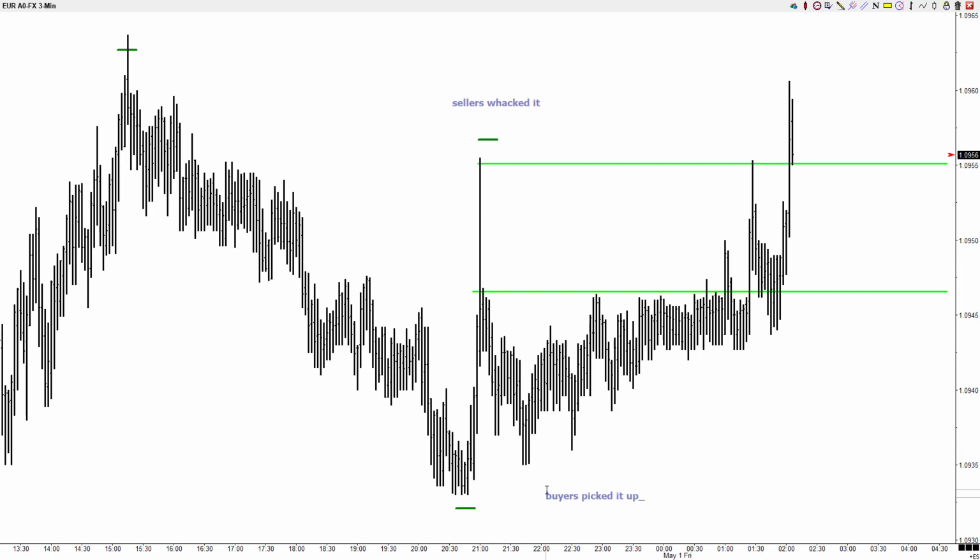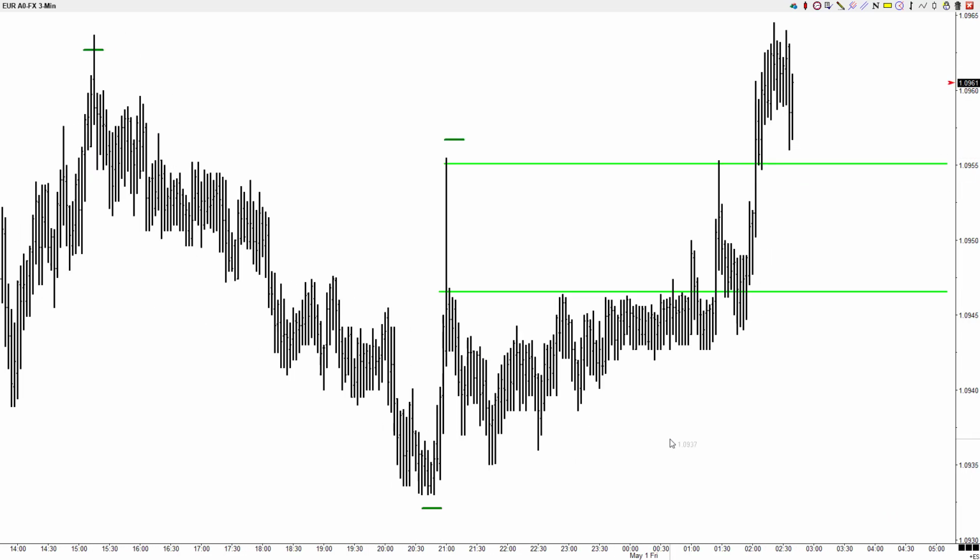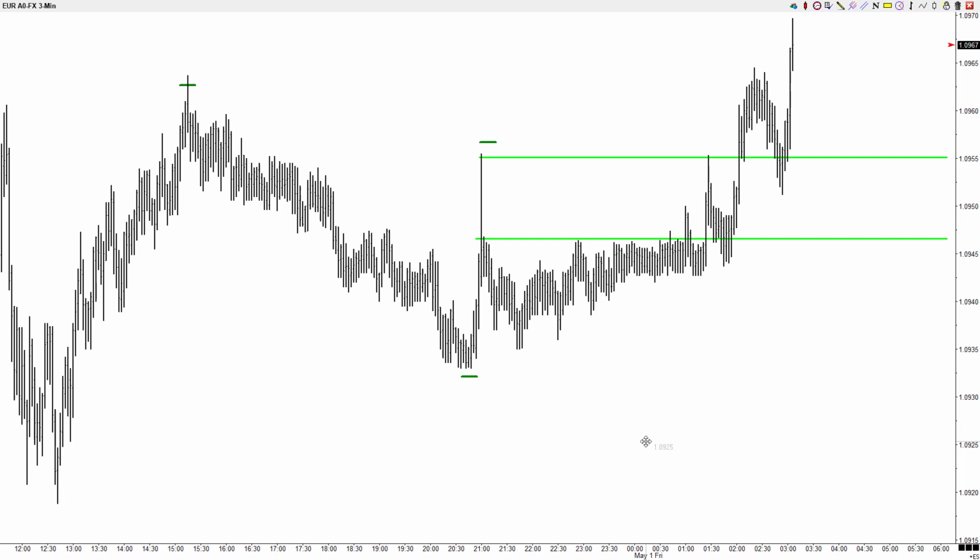This is better than a movie. The original sellers got whacked themselves. And you can use whatever storyline you want, but you get the idea. Sellers smacked it. Buyers picked it up. These original sellers, boom. What happens next? Bang. Price makes new highs.